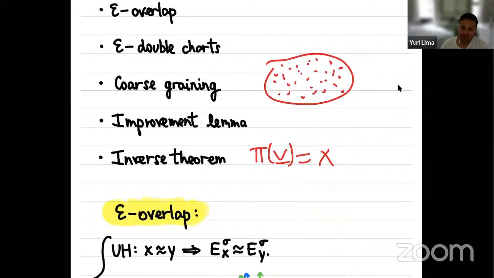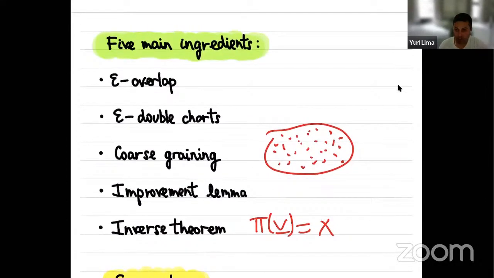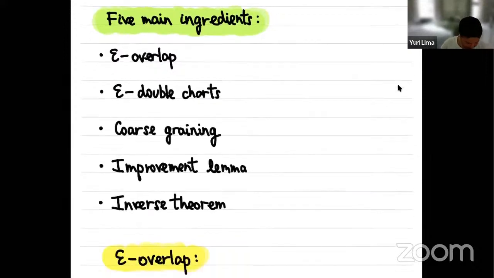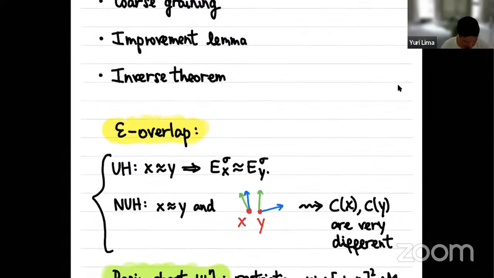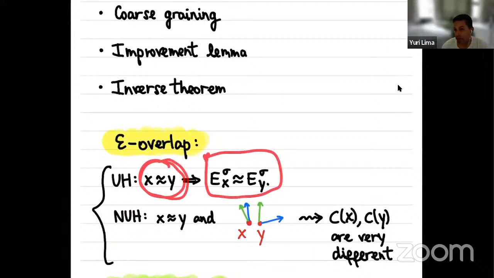Okay? So these are the 5 main ingredients that do not come into play in the uniformly hyperbolic situation, but that play a key role in the non-uniformly hyperbolic one. Okay, so let's go. Let's discuss them. Epsilon overlap. Let me make a comparison. Again, epsilon overlap in the uniformly hyperbolic situation was very easy, because whenever 2 points are nearby, their invariant directions are nearby.